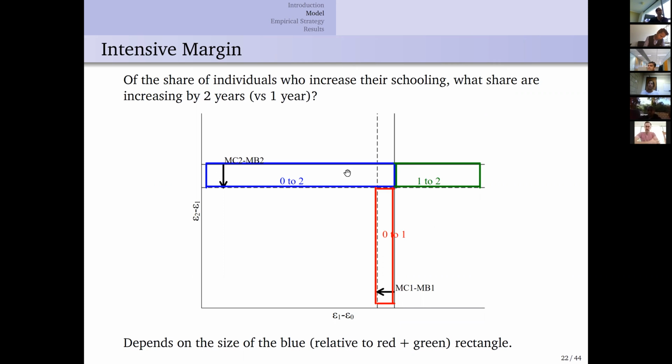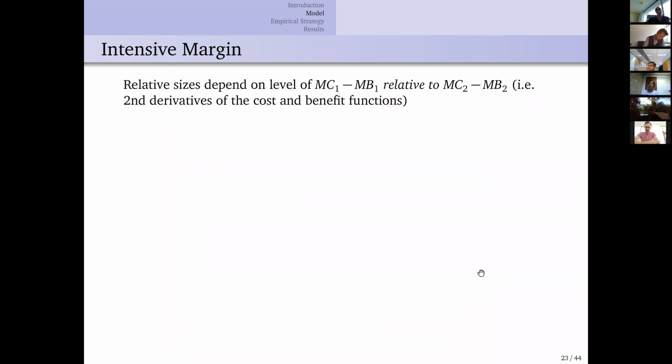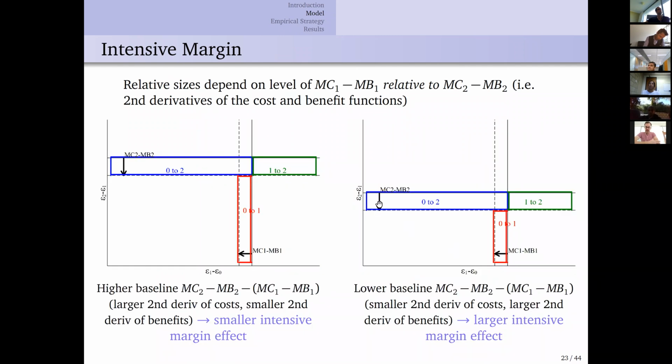And so here, I'm just showing graphically what we are talking about when we're talking about this intensive margin effect. And so let's now again do a comparison. Actually, before I show you the comparison, I'm just going to tell you that the relative sizes of those triangles depend on the level of the first cutoff, MC minus MV1, relative to the second cutoff. So it depends on where MC1 is relative to MC2.